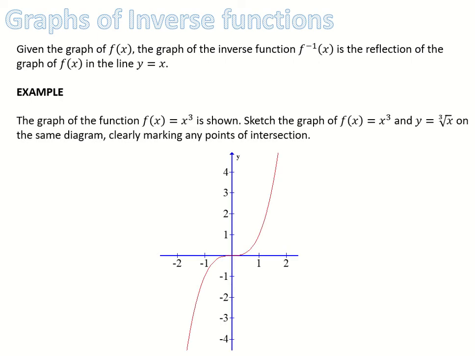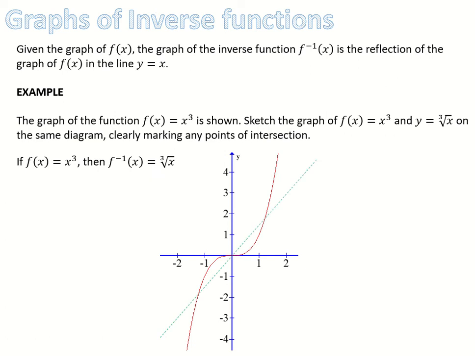So for example, the graph of the function f of x equals x cubed is shown. Sketch the graph of f of x equals x cubed and y equals the cubed root of x on the same diagram, clearly marking any points of intersection. It doesn't actually tell you anything about inverses, but by looking at this, hopefully we can recognize that x cubed and the cubed root of x are the inverse of one another. So if f of x equals x cubed, then the inverse of that function will be the cubed root of x.